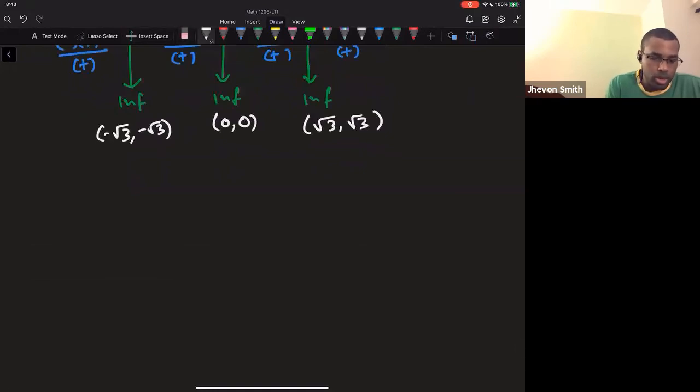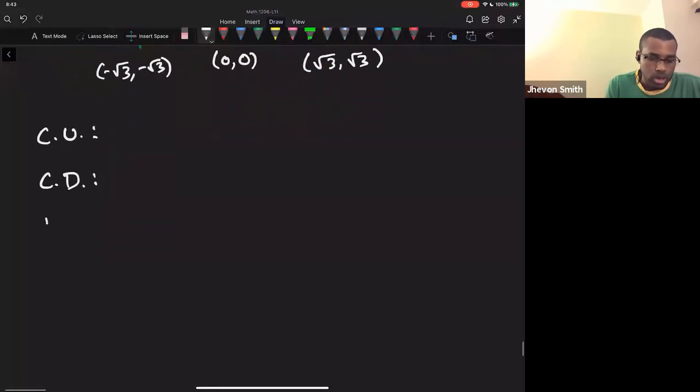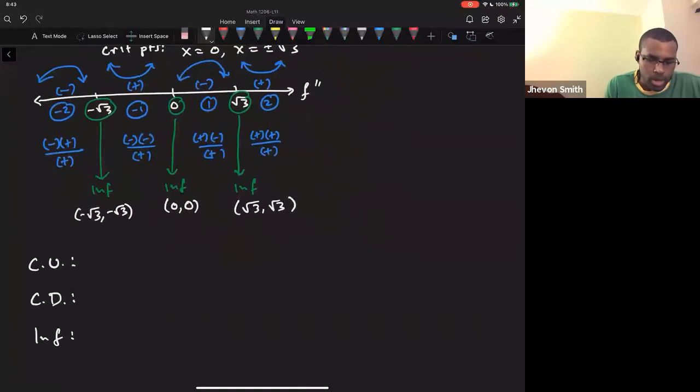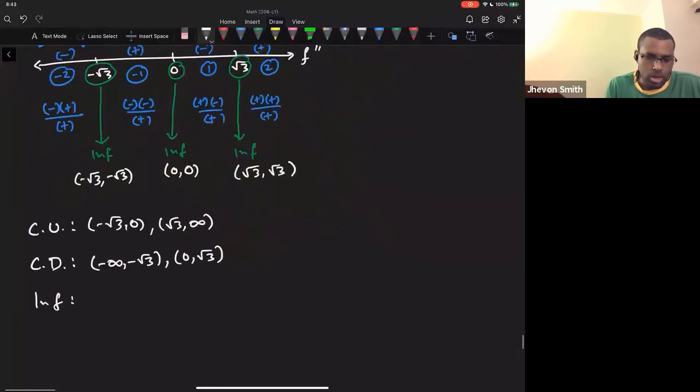So now I can summarize concave up, concave down, inflections. So concave up from minus rad 3 to 0, from rad 3 to infinity. Concave down from minus infinity to minus rad 3, and from 0 to rad 3. Inflection points: minus rad 3, minus rad 3; 0, 0; rad 3, rad 3.